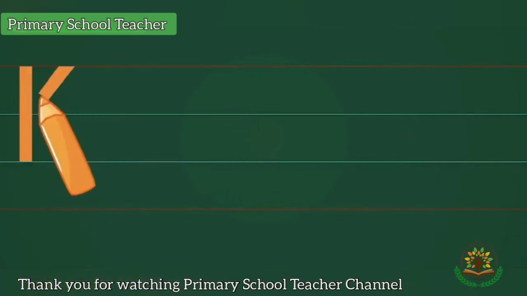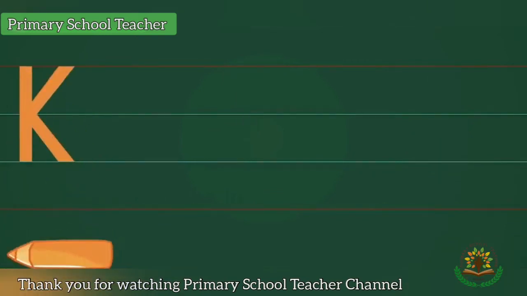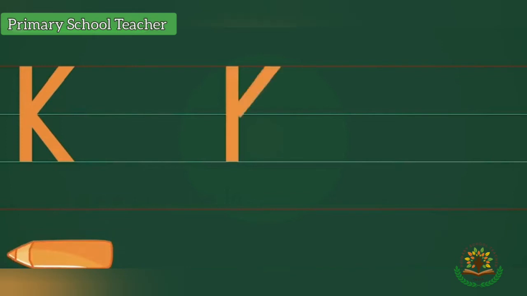It's time to write K. A standing line, a cross line up and a cross line down makes a K.